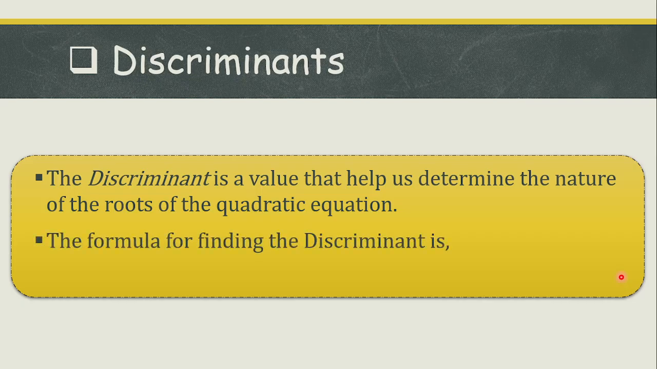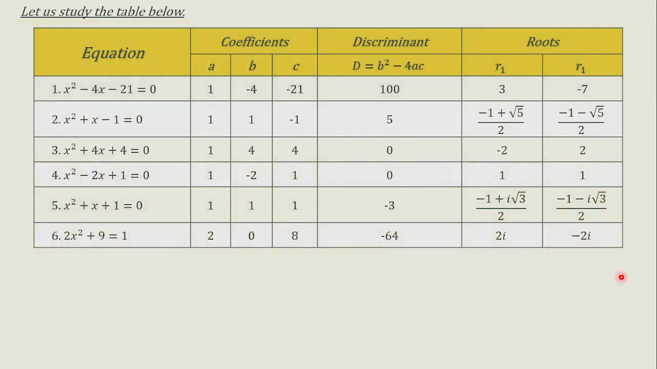Here is the formula for finding the discriminant. D represents the discriminant, capital letter D, and it is equal to b squared minus 4ac. Again, the formula for finding the discriminant is D equals b squared minus 4ac. Next, let us study the table below.